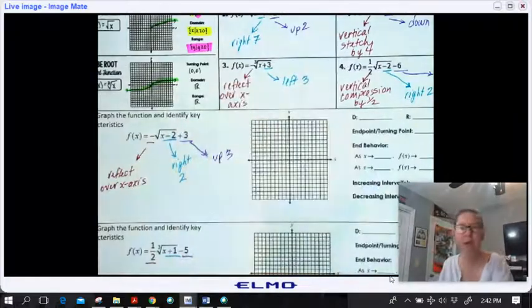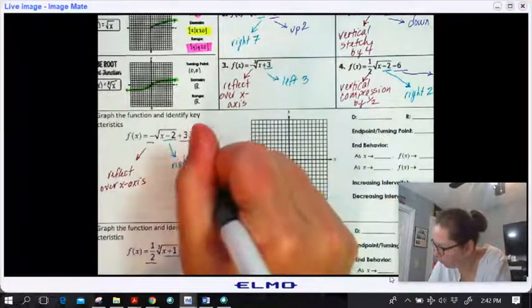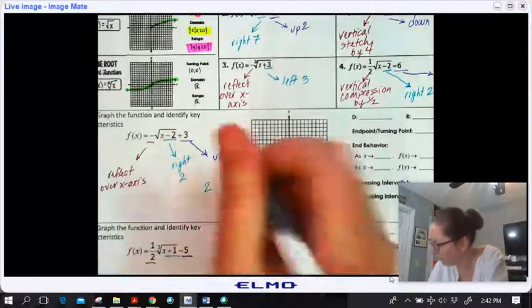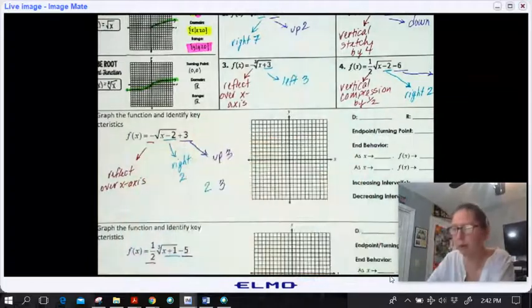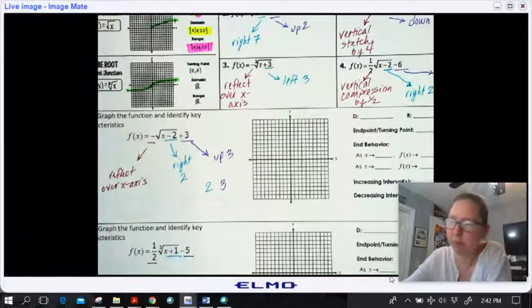And so here's how I take that information and put together my turning point. The x value is going to be 2. The y value will be 3. And then let me find my black pen.